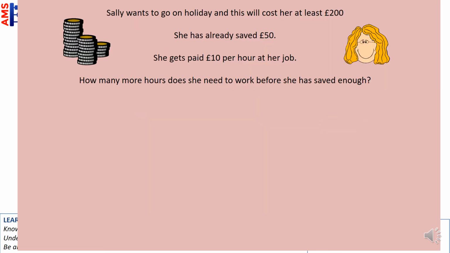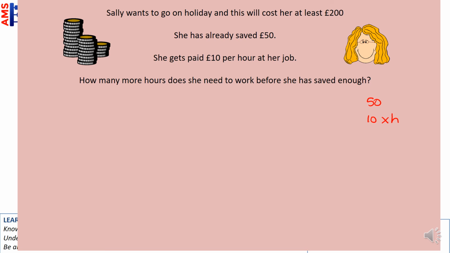Alright, Sally wants to go on holiday and it will cost her at least 200 pounds, so 200 pounds or more. Yep, she needs to have that to go on holiday. She already has 50 pounds, right? She gets 10 pounds per hour, so 10 pounds multiplied by each hour is what she'll get paid. And then it says how many hours does she need to work before she has saved enough money. So she needs to save 200 pounds or more.